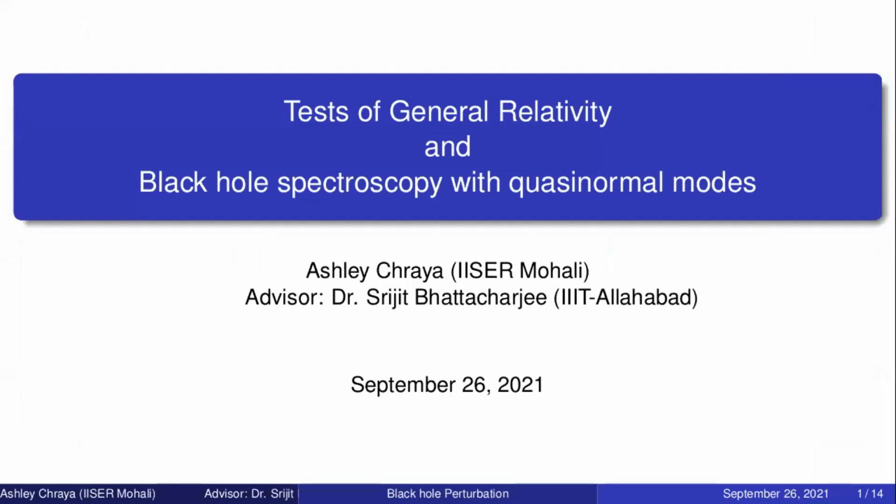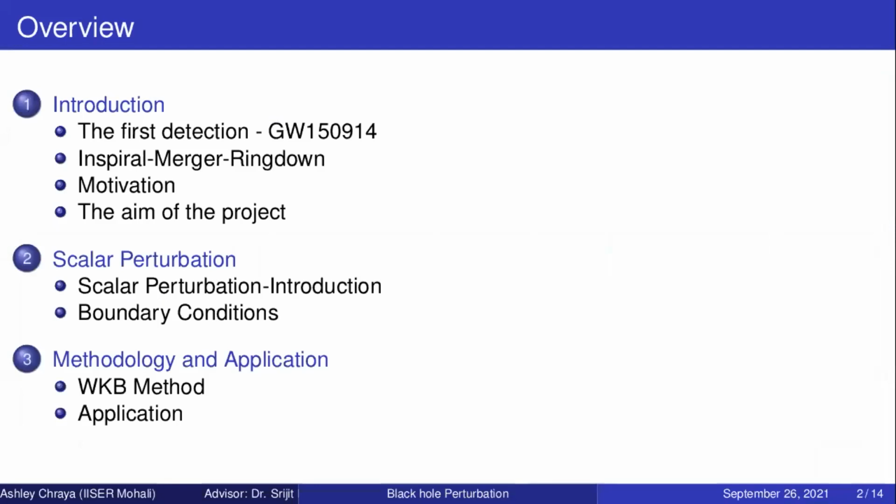So the title of my talk is Tests of General Relativity and Black Hole Spectroscopy with Quasi-Normal Modes, which was the work done under Dr. Srijit Bhattacharya at IIIT Allahabad this summer. Before starting the talk, I would like to thank the organizers for organizing this wonderful event and giving me this opportunity to present my work here. Firstly, I would like to give the overview.